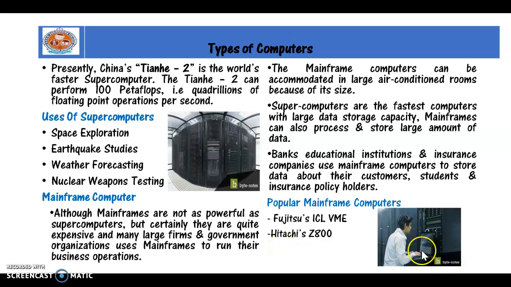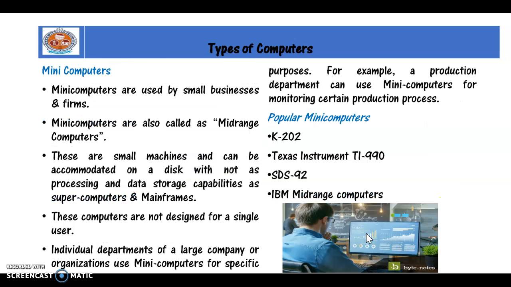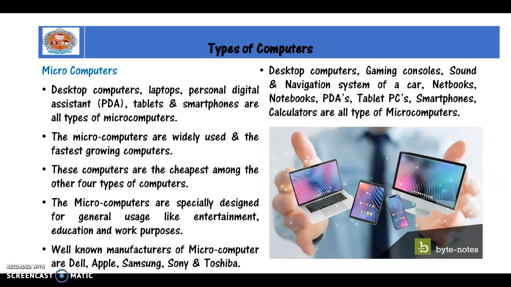If you can see, this is our mainframe computer. The entire back unit is also known as our mainframe computer. Coming to the minicomputer, these are also known as mid-range computers because they are used by small companies or organizations. They are not meant for a single user; departments can make use of these computers. For example, a production department can use a minicomputer. Popular minicomputers are the K202, Texas Instruments TI990, SDS 92, IBM mid-range computers, and many more.